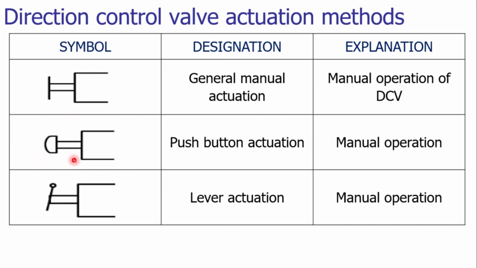When we want to give the push button, we are using a semicircular representation with 2 parallel lines, a bar and a push button, a button which is attached to the bar. When we are trying to represent the lever, we are using a slightly inclined line with a circle to represent the lever based actuation.